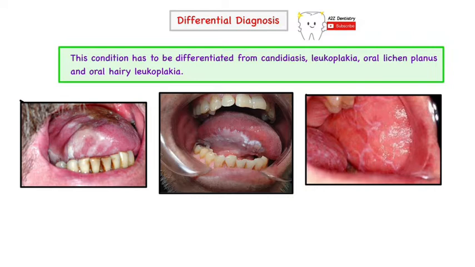Moving on to the last differential diagnosis, that is oral hairy leukoplakia. Many students get confused between hairy tongue and hairy leukoplakia. Hairy tongue is not a pre-malignant lesion, right? It is not a pre-malignant lesion. However, oral hairy leukoplakia is a pre-malignant lesion.